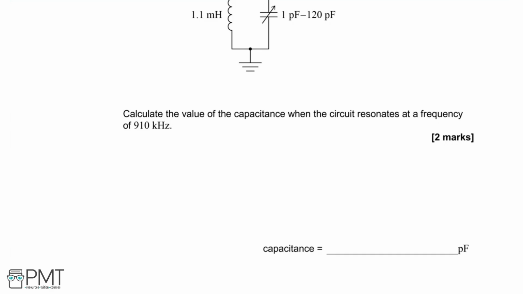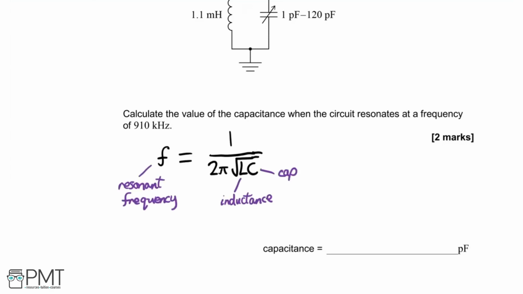So to answer this question, we need to write down the equation that links frequency with inductance and capacitance. I'll just add some labels there. So let's rearrange this equation to make C the subject because we're trying to calculate the capacitance. So we end up with C equals 1 over 4 pi squared F squared L. Now all we need to do is substitute in our values and make sure that you work in SI units without any prefixes.